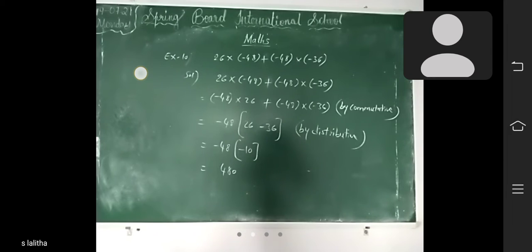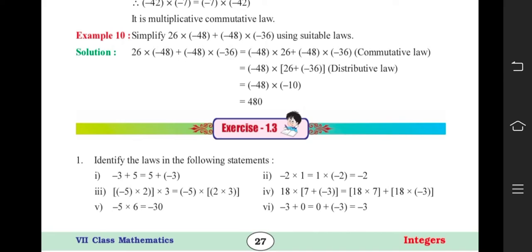Okay, now examples are completed, children. See this one, exercise 1.3, first question. Identify the laws in the following statements. So you should identify the laws. What are the laws we learned? Closure, commutative, associative, distributive, identity and inverse laws we learned. So what are the laws involved in these problems? You should write. Minus 3 plus 5 equals 5 plus minus 3. Which law is it? It is interchanging, reversing the order.